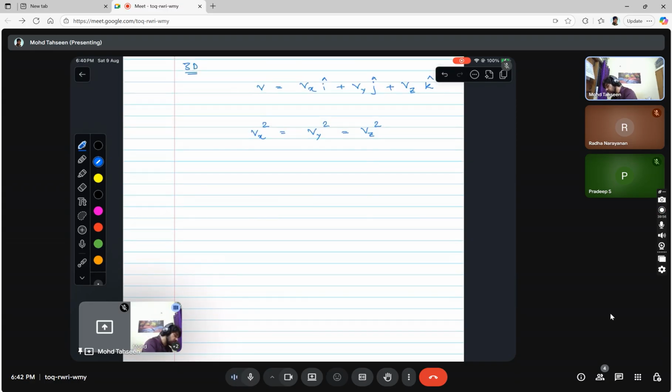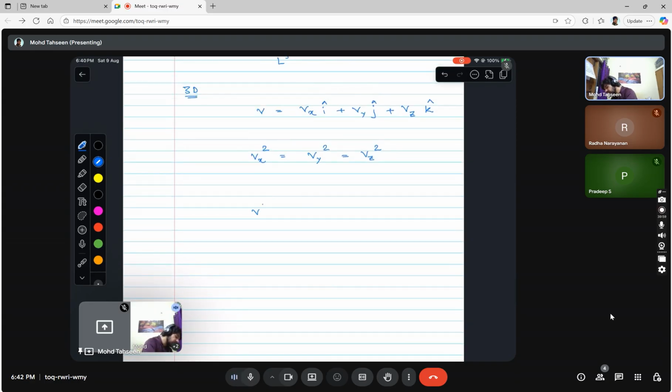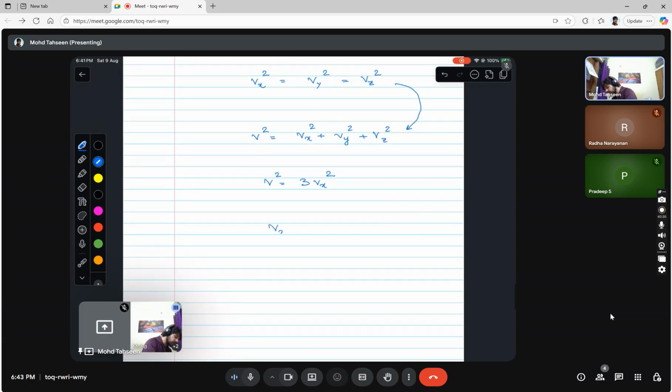So if we make this assumption, then we can say that v square, which is the magnitude of the velocity vector, is equal to, so when we write magnitude, then the vector signs will drop, and it will be Vx square plus Vy square plus Vz square, and using this we can write that V square is equal to 3 times Vx square. So Vx squared is equal to V square by 3, right?